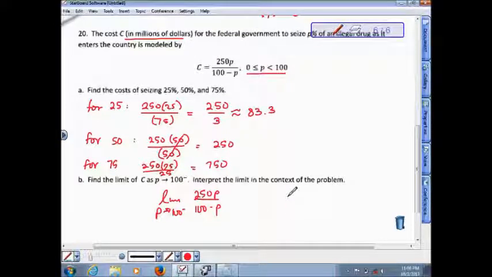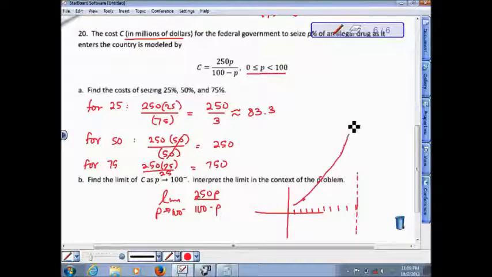If we consider just a rough idea of what this graph might look like, there's a vertical asymptote at 100. All these are 10s: 10, 20, 30, 40, 50, 60, 70, 80, 90, 100. So we have a vertical asymptote at 100. And these represent percentage points of how much of the drug they want to seize. So at 25%, which was about right here, they were at 83 million. At 50%, they were at 250. At 75%, they were way up here.